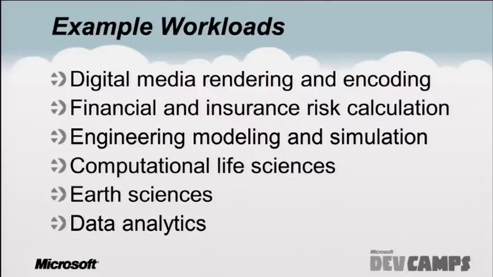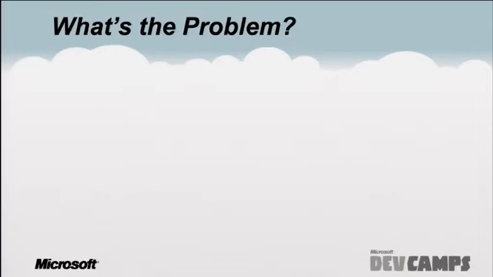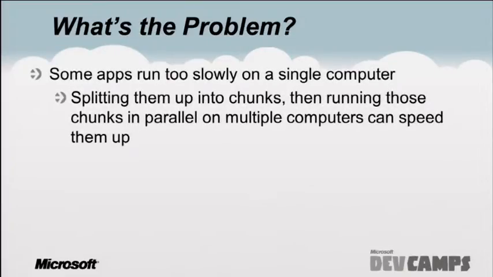Each of these workloads here are those types of tasks that take a particularly long time to process a huge amount of data. So earth sciences, you may be processing some data relating to earthquakes, data analytics, engineering, modeling, and simulation, perhaps looking at airflow over aircraft and simulating these things. So the problem is quite simple, and we just briefly touched on it. Some apps or solutions are going to run slow if you're using one computer. So the goal is to split it up into chunks and process small parts of that.